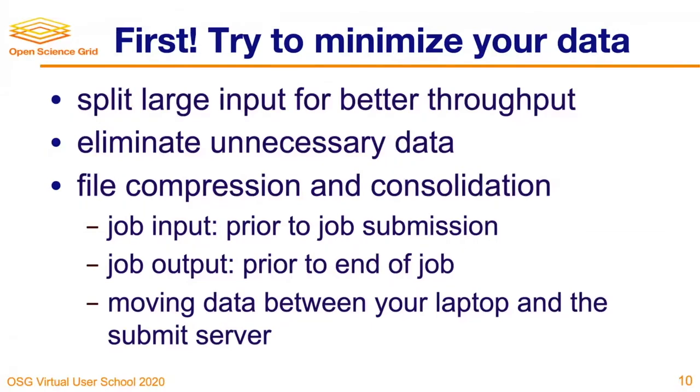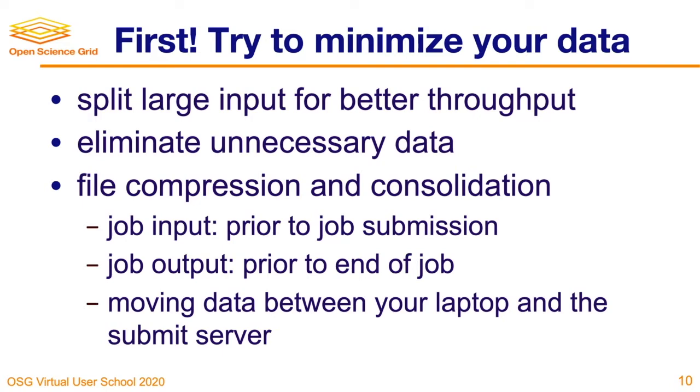So we talked about minimizing your data, and some ways that you can do that are to split large input. For instance, if you're one of those researchers that has the single 1 terabyte size data file, each one of your individual jobs may not need access to that entire data set, right? So if you can find a way to divide your input so that it's smaller for each job, that will increase your throughput. Secondly is eliminating anything unnecessary.